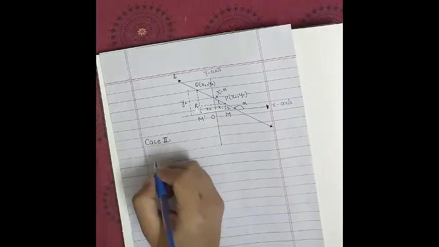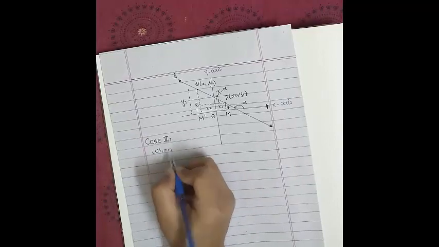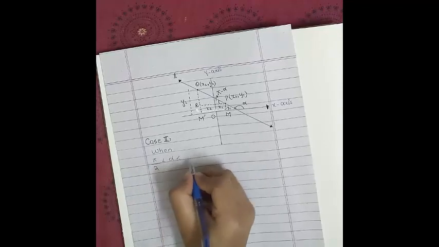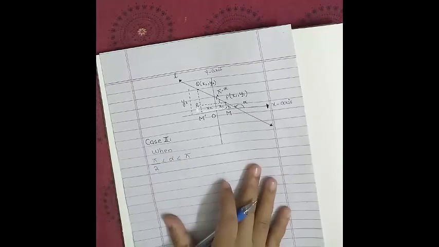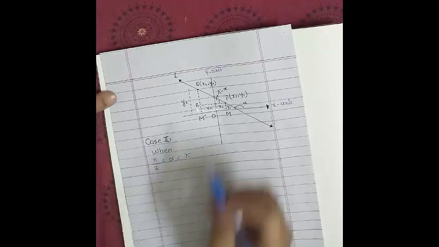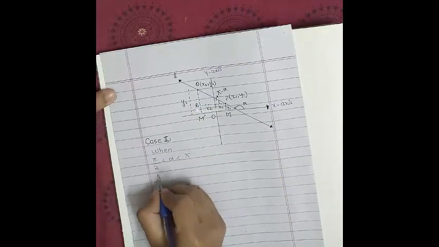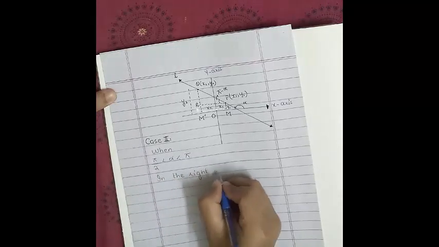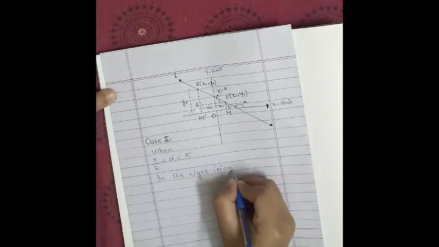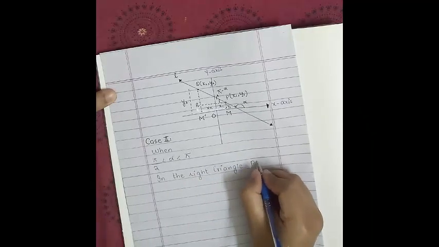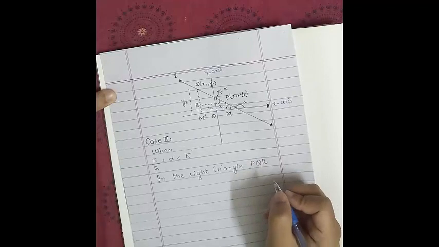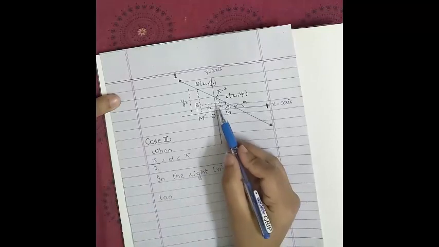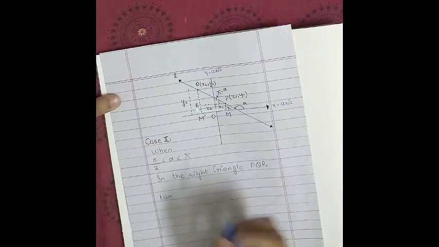So the second case is when alpha lies between pi by 2 to pi. This is the second case. So now in the right triangle PQR, tan and the angle. Now the angle is pi minus alpha.